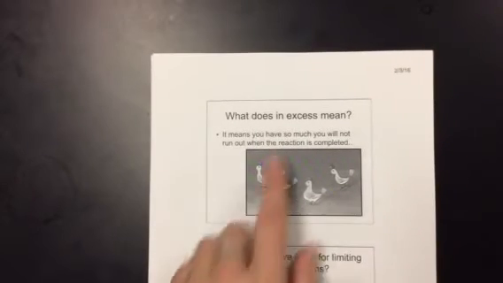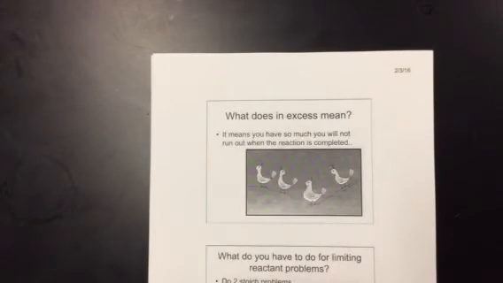Now, if we have something that is in excess, that was like our bread or our car bodies, that means that we have extra of it, that we're not going to run out. So you have your limiting reactant is what you run out of. Your excess is what you have extra of.